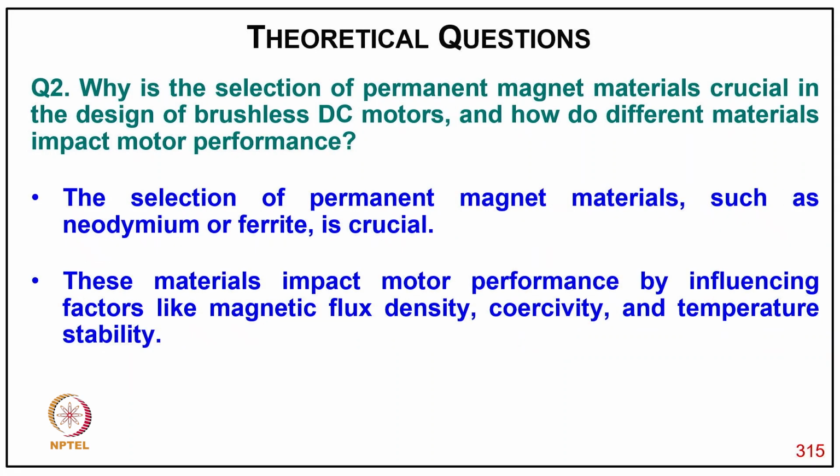So question 2: why is the selection of permanent magnet material crucial in the design of a brushless DC motor, and how do different materials impact motor performance? Selection of permanent magnet material such as neodymium or ferrite is crucial, and these magnets impact motor performance by influencing factors like magnet flux density, coercivity, and temperature stability.